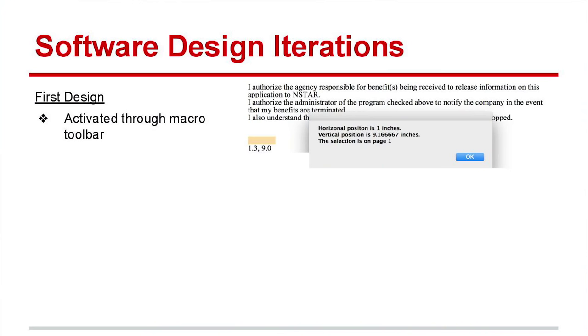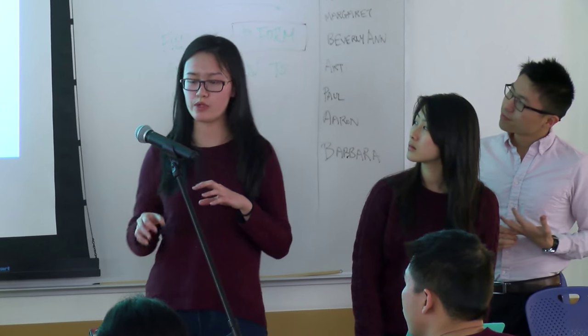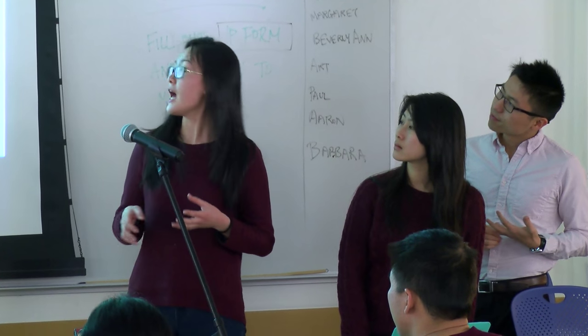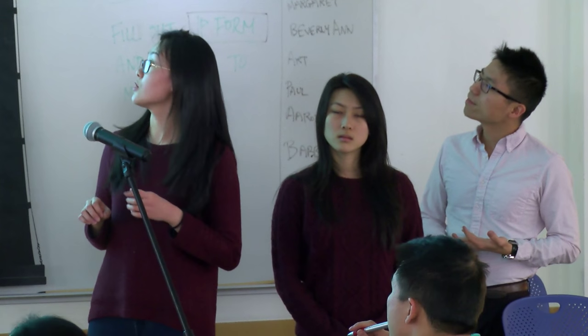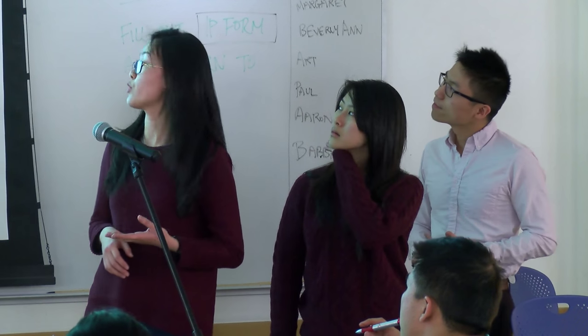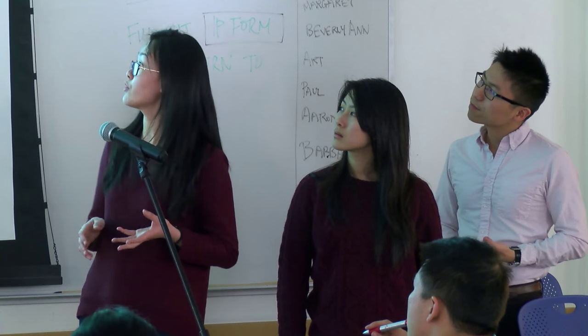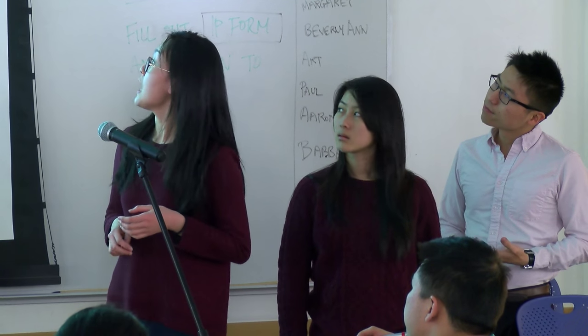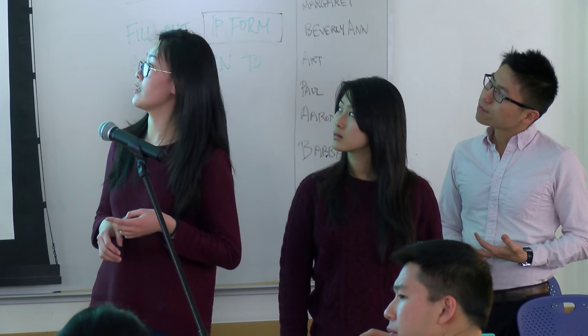Yeah, so basically here's the software design. The first design we have is to activate through a macro toolbar in Microsoft Word. Whenever we find the signature bar, we first scan the documents, and then we locate it, so JAWS will read out underscore, underscore, underscore, so we know that it's a signature field. Then we trigger the macro, so it will read out the horizontal position and also the vertical position, basically giving Jeffrey XY coordinates to work on at the mechanical solution part. It also tells him which page it is on.